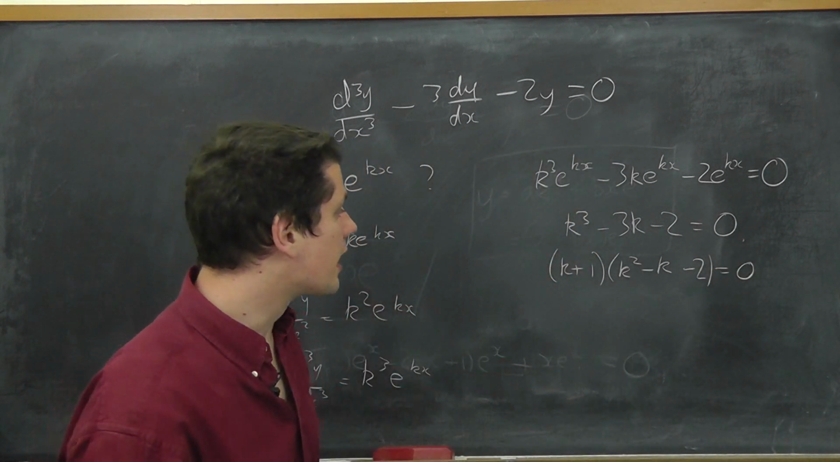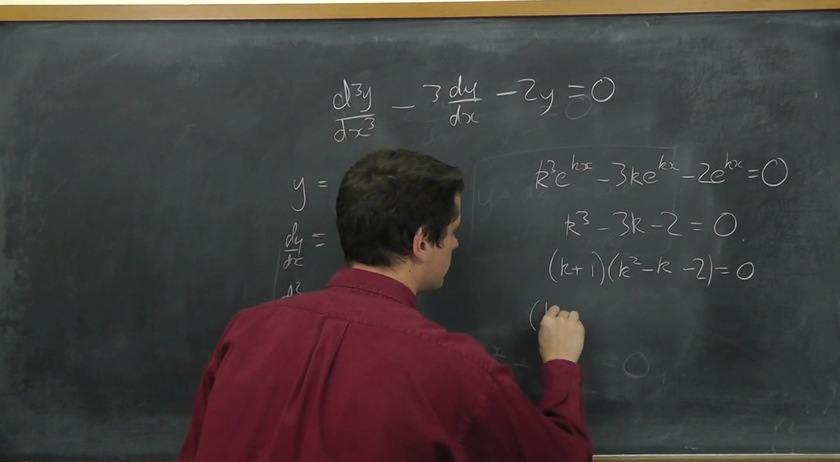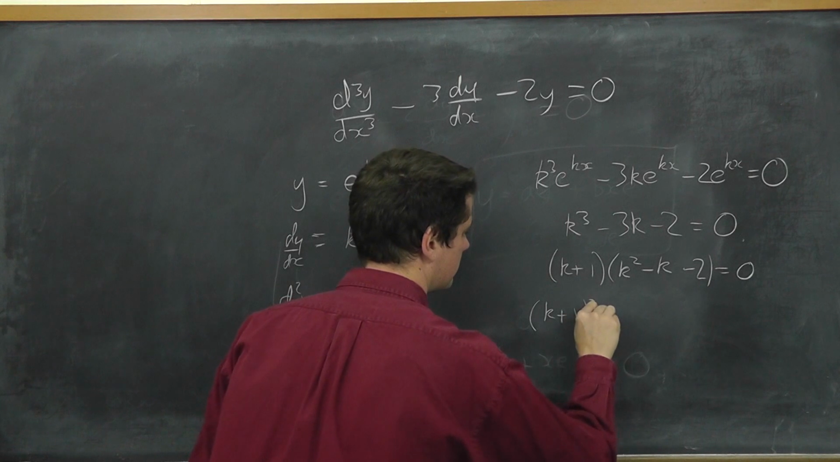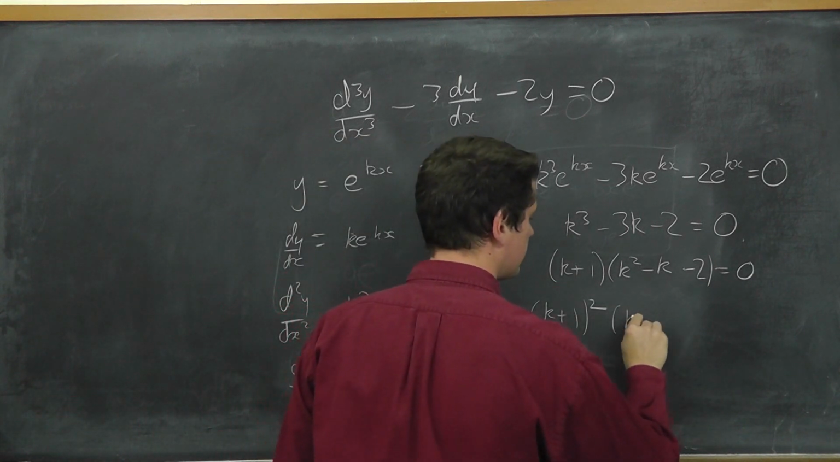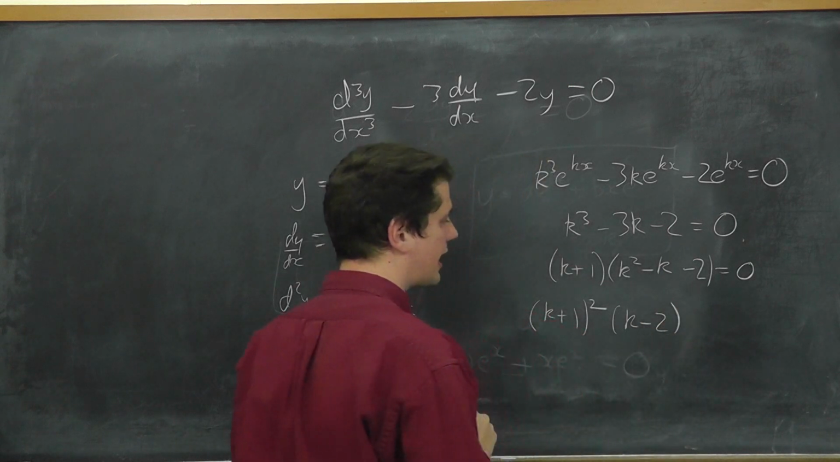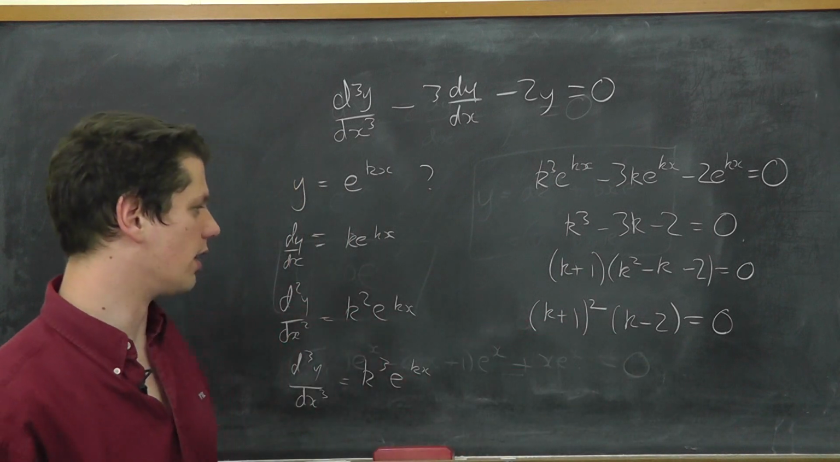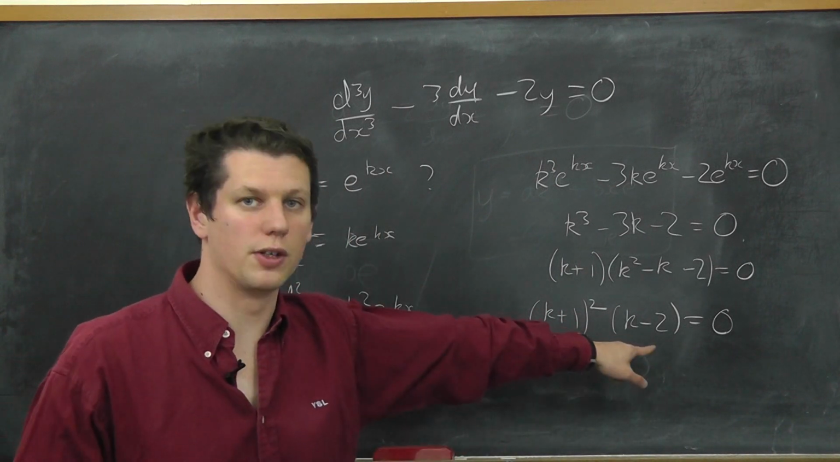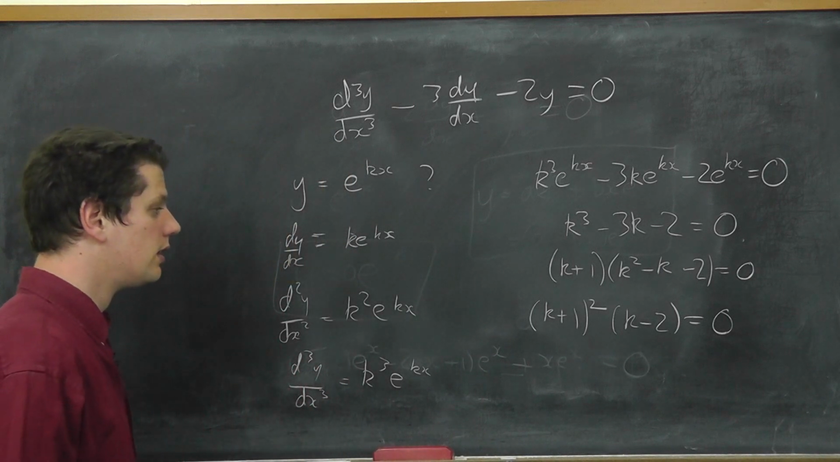Now this quadratic we can factorise by eye. What we get is another factor of k plus 1 and a factor k minus 2 multiplying to give 0. Because k plus 1 times k minus 2 is k squared minus k minus 2.